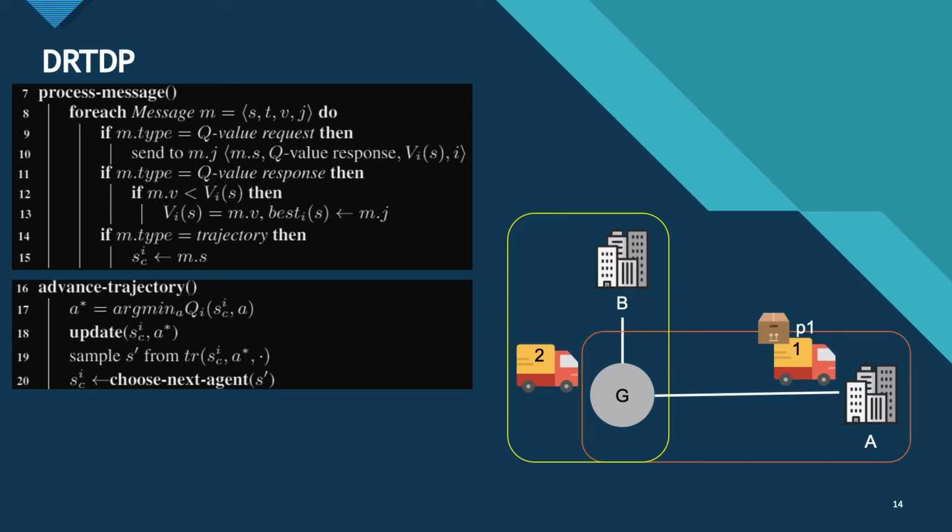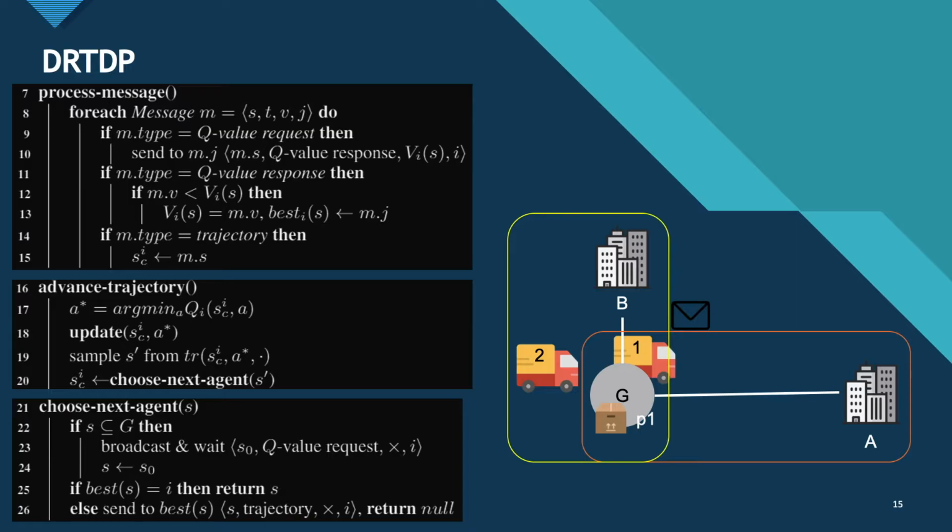After a few iterations where we assume that agent T1 was the best agent to advance the trajectory, we reach a state where agent T2 is the best agent to act, so agent T1 sends a trajectory message to agent T2, and next iteration T1 will no longer advance the trajectory. From this point on, T2 will advance the trajectory until the goal is reached.